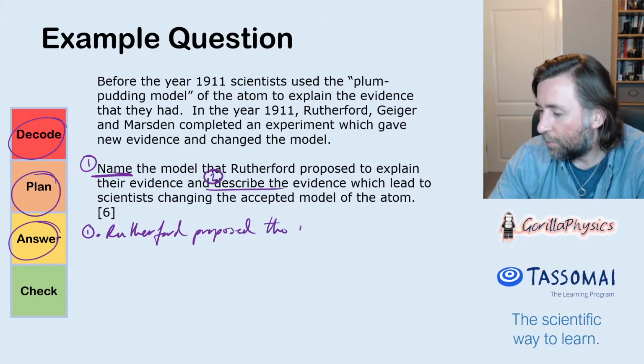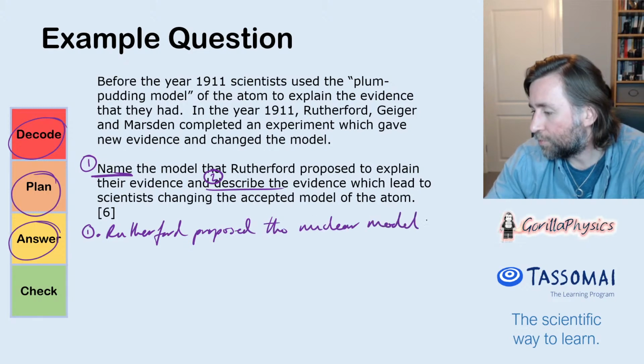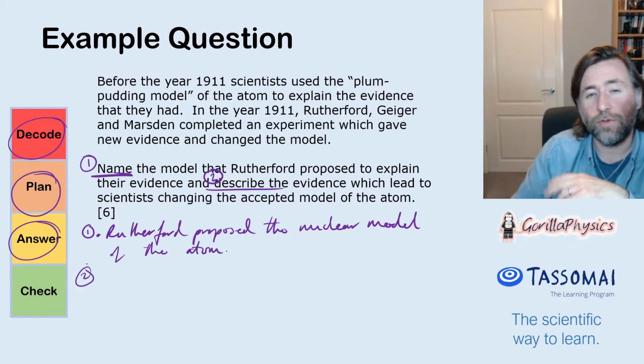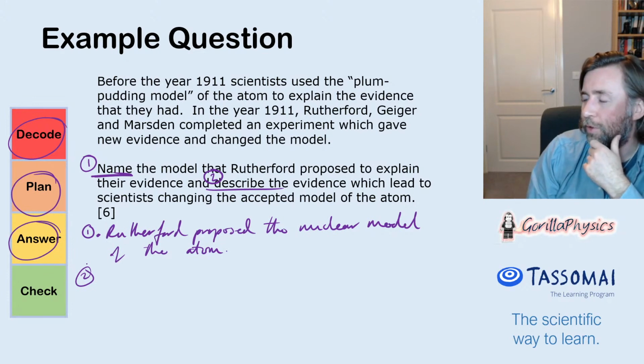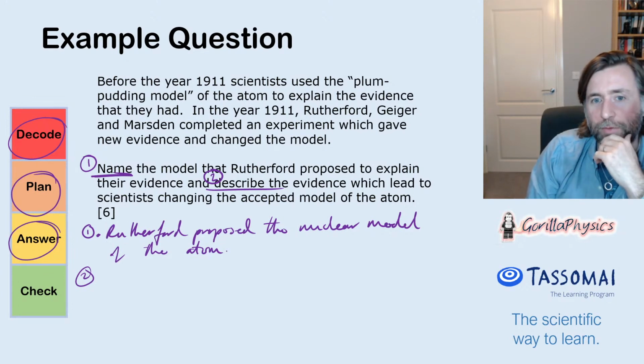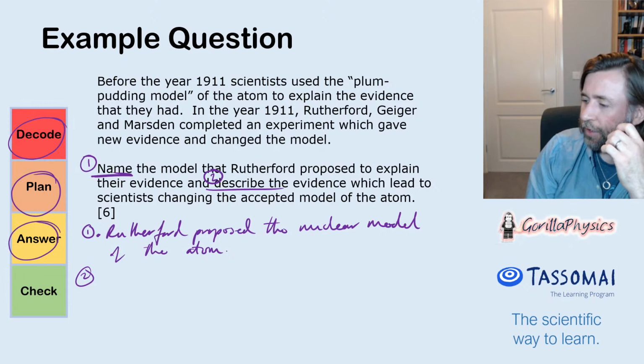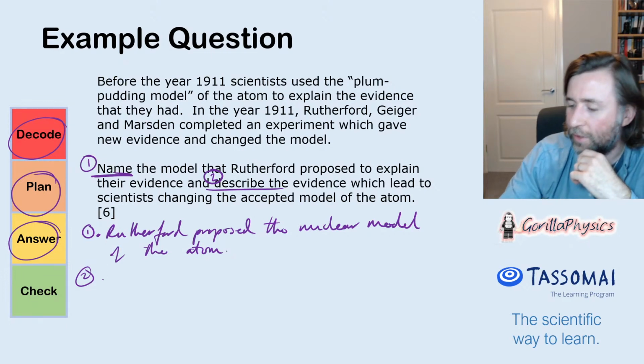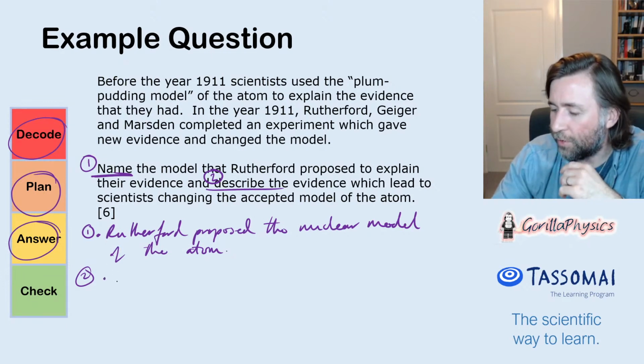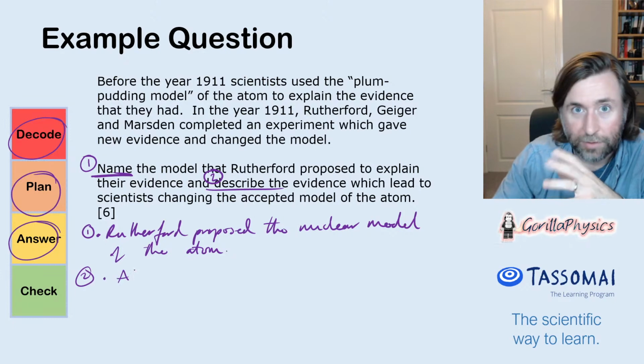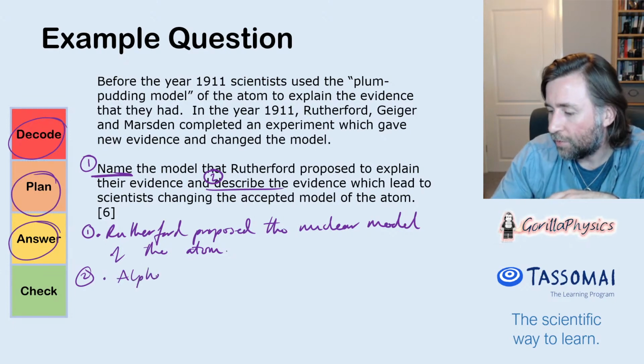The nuclear model of the atom. Okay, what's next? Now I need to describe the evidence that led them to propose that. What was the name of that thing we've just done? It was the alpha particle scattering experiment. So something we'll be looking out for as examiners, the alpha particle scattering.